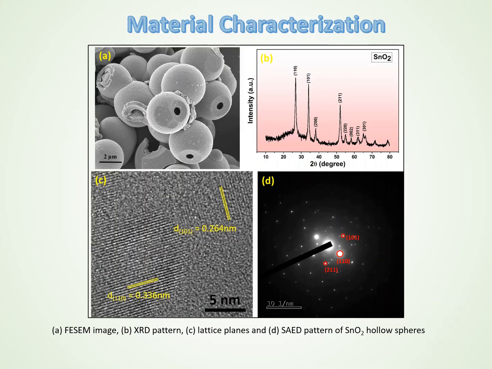Here are the different material characterization studies we have carried out for our sensing material. The FESEM image clearly shows the formation of a well-defined hollow sphere structure. Then the X-ray diffraction pattern shows the crystallinity of the material, from where we inferred the formation of a tetragonal structure with rutile phase of SnO2 and different lattice planes corresponding to SnO2. The SAD pattern also confirms the formation of our desired material.